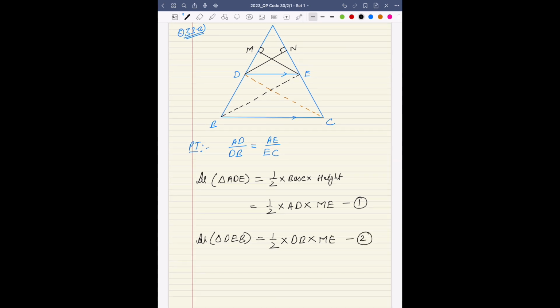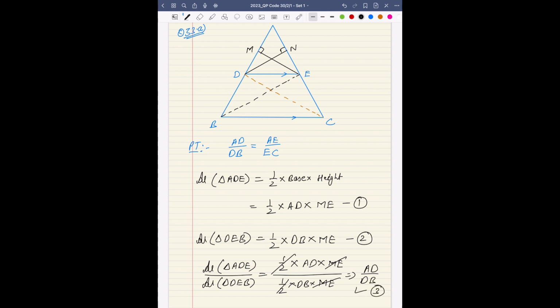Now what do we do? Divide equation 1 and 2. So you get area of triangle ADE divided by area of triangle DEB is equal to what? 1 by 2 into AD into ME divided by half into DB into ME. Cancel ME, cancel the half. What do you get? AD upon DB. Call it equation 3. This is what our left side is. Okay, this is our left hand side.